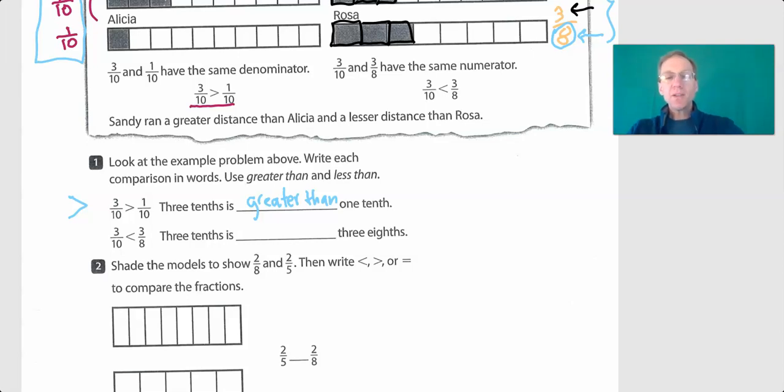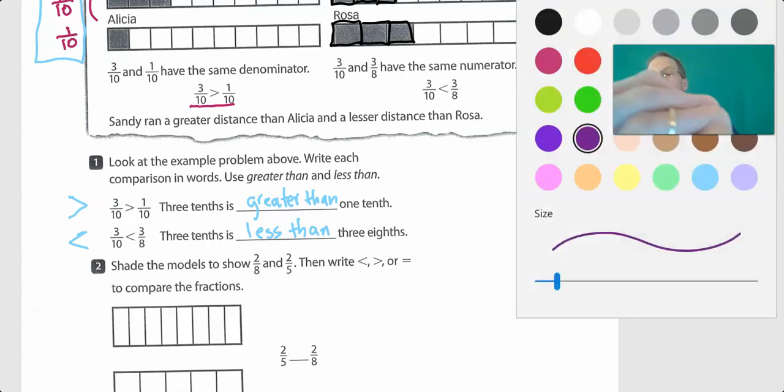Now we have 3/10 is less than, that's how you say that in words, less than 3/8. That's what the symbol here, this time it's pointing, again, 3/10 is smaller, so it's pointing to 3/10. Okay, let's take a look at some of these others here. Let's pick a different color.